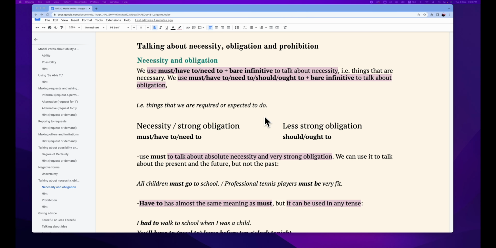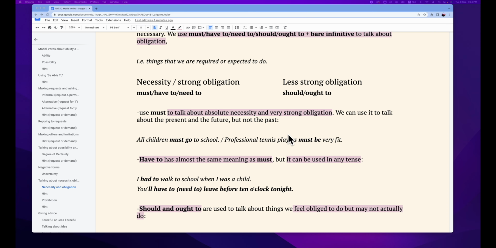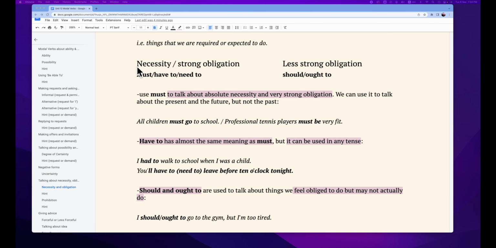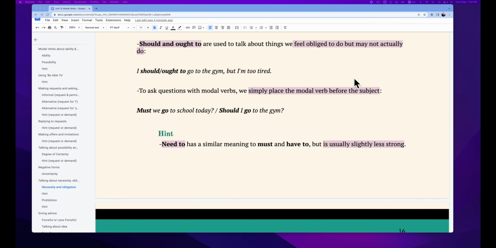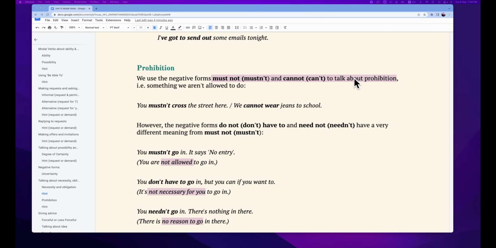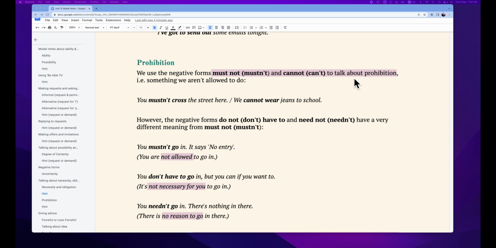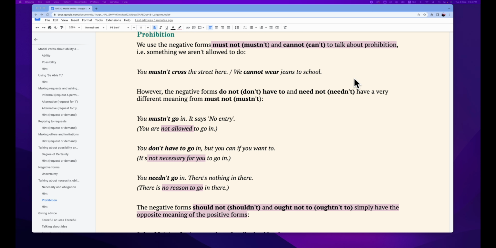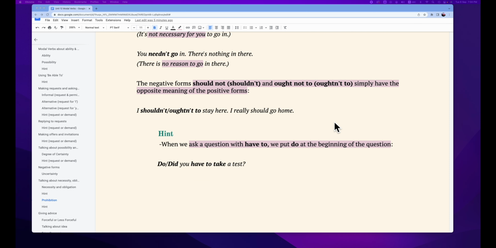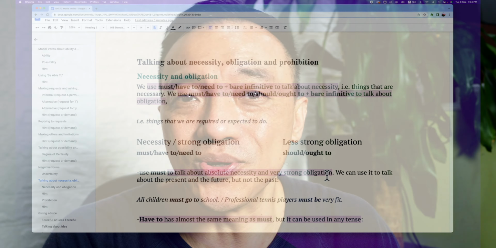Necessities and obligations. Use the words must, have to, and need to plus a base infinitive. And also some verbs that have a stronger obligation and less strong obligations. And besides, prohibitions, using must not, cannot, and some other modal verbs like don't have to go or needn't go to, and shouldn't, oughtn't to. So the first part uses modal verbs to talk about necessity. Let's take a look.